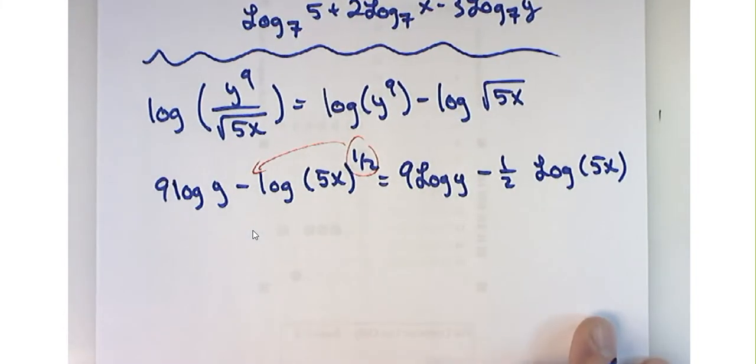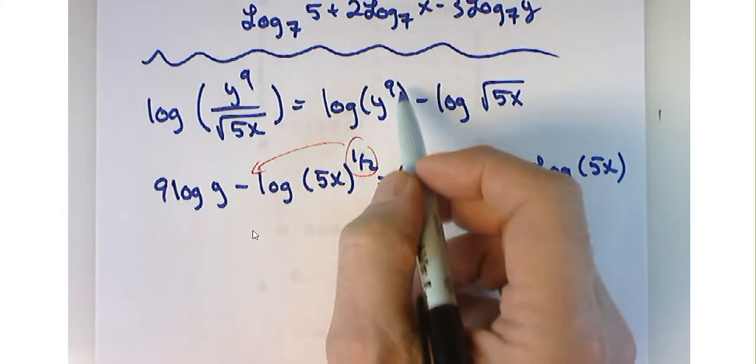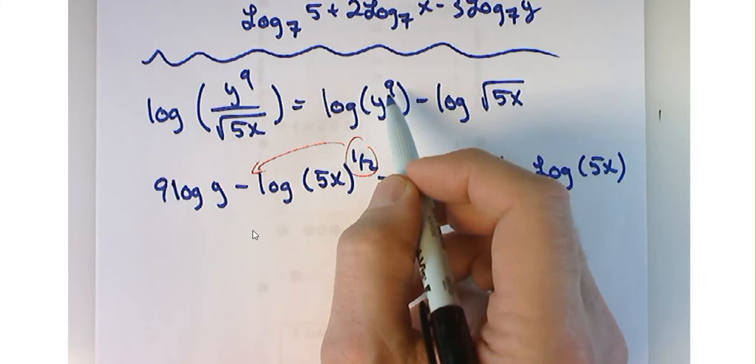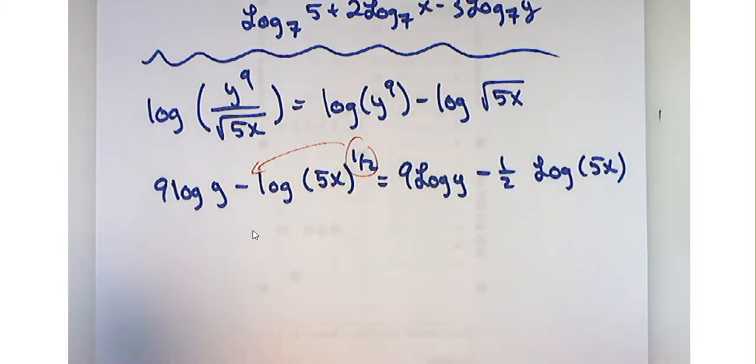I have a question. Yes. Where you expanded it out to log of y to the 9th, since it's still in the parentheses, why did you move it out to the front? Oh, I wanted to use the power rule. So the idea is to try and expand this as much as possible using your power rule, quotient rule, and product rule.